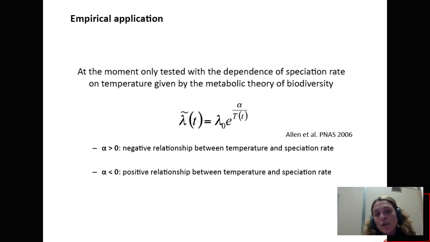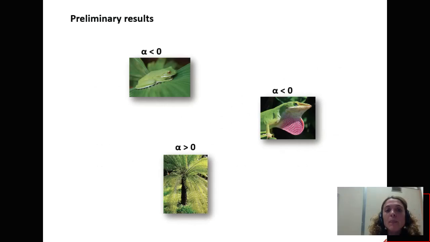And basically what this allows to do here with this example is, if we infer positive alpha values, then this indicates that we have a negative relationship between temperature and speciation rate, whereas if we infer negative alpha values, then this indicates a positive relationship between temperature and speciation rate. So this allows us to test whether there is an effect of the abiotic environment on diversification rates and what this effect is.